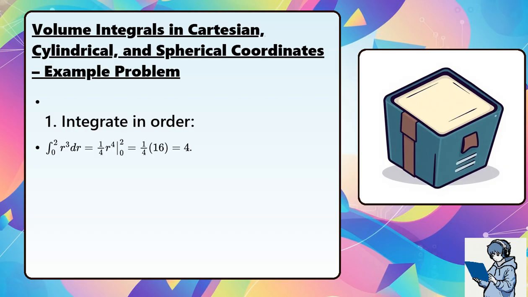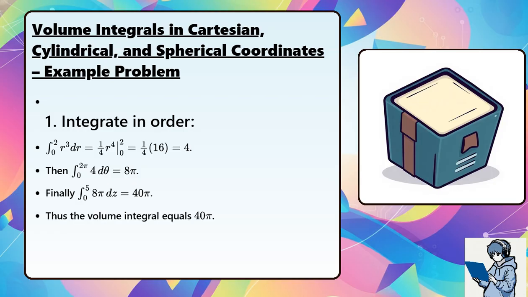The integral from 0 to 2 of r cubed dr equals 1/4 r to the 4th, evaluated from 0 to 2, which equals 1/4 of 16, which equals 4. Then the integral from 0 to 2π of 4 dθ equals 8π. Finally, the integral from 0 to 5 of 8π dz equals 40π. Thus the volume integral equals 40π.